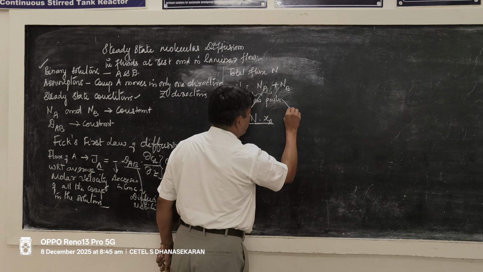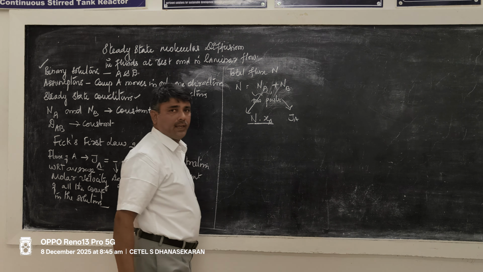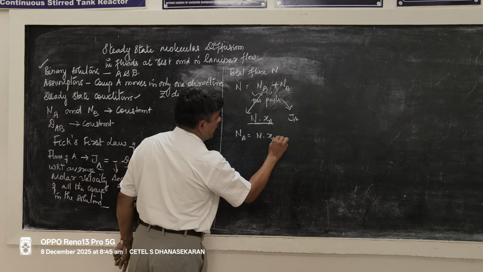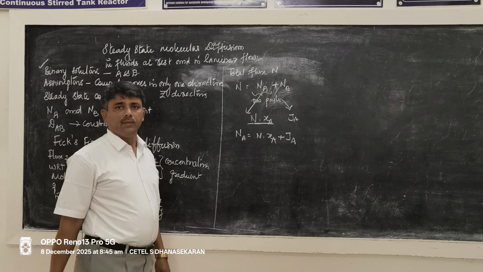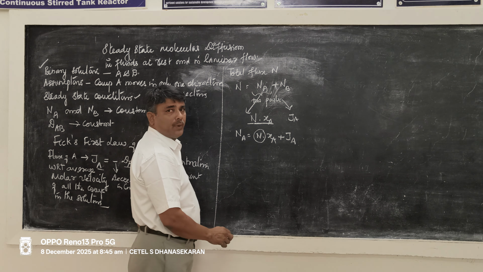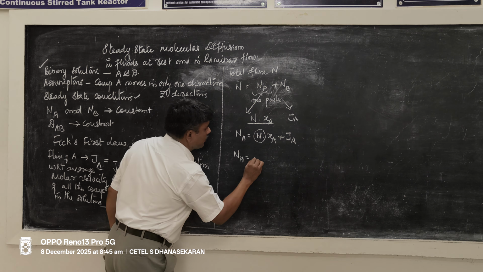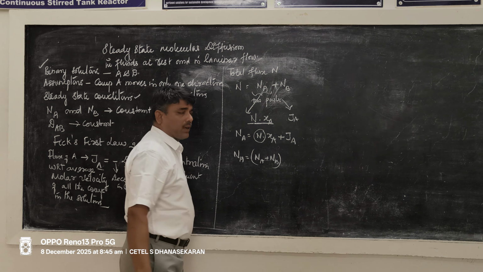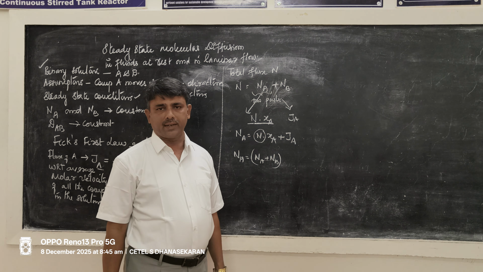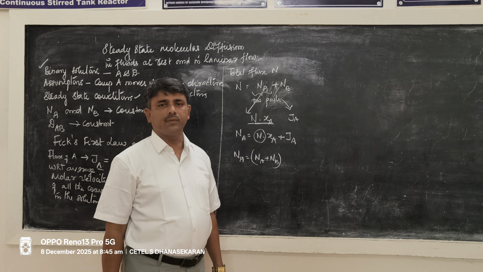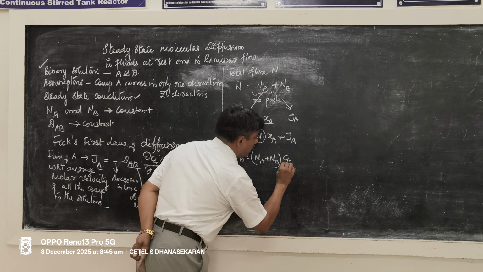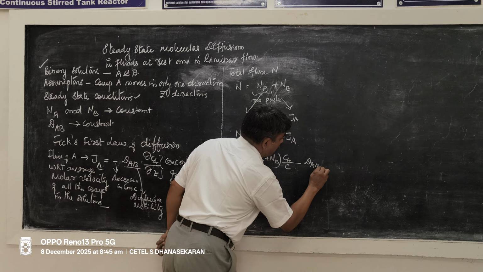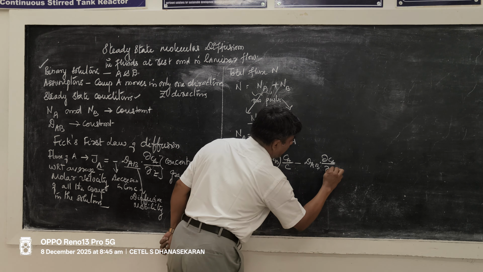Next one is flux JA. So, NA is equal to N into XA plus JA. Clear? Where N is nothing but NA plus NB. So, NA is equal to NA plus NB into XA. For solution, mole fraction is the concentration fraction. Fraction means individual divided by total. Hence, I am writing CA by C, minus DAB into dou CA divided by dou Z.